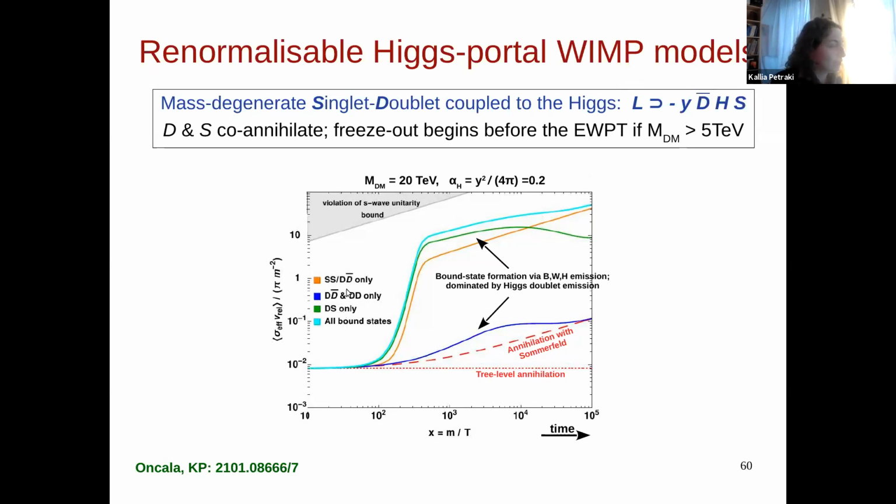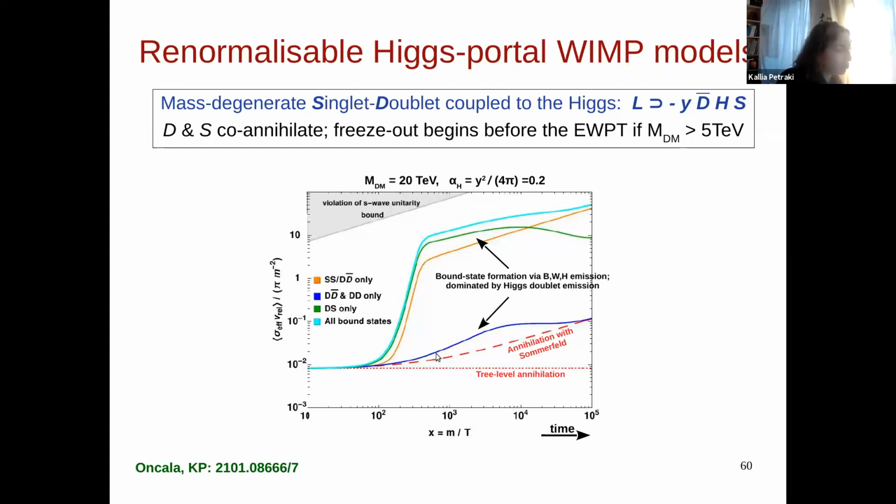There are different kinds of bound states, and what you see in this plot here is the thermally averaged effective cross sections with respect to this time parameter, mass over temperature. The various colored lines: the red lines are the annihilation cross-section without and with the Sommerfeld effect. The other colored lines are bound state formation cross-sections. And the major contribution here is from bound state formation via emission of the Higgs doublet. And what you can see here is that these cross-sections are larger than the annihilation cross-section by orders of magnitude.